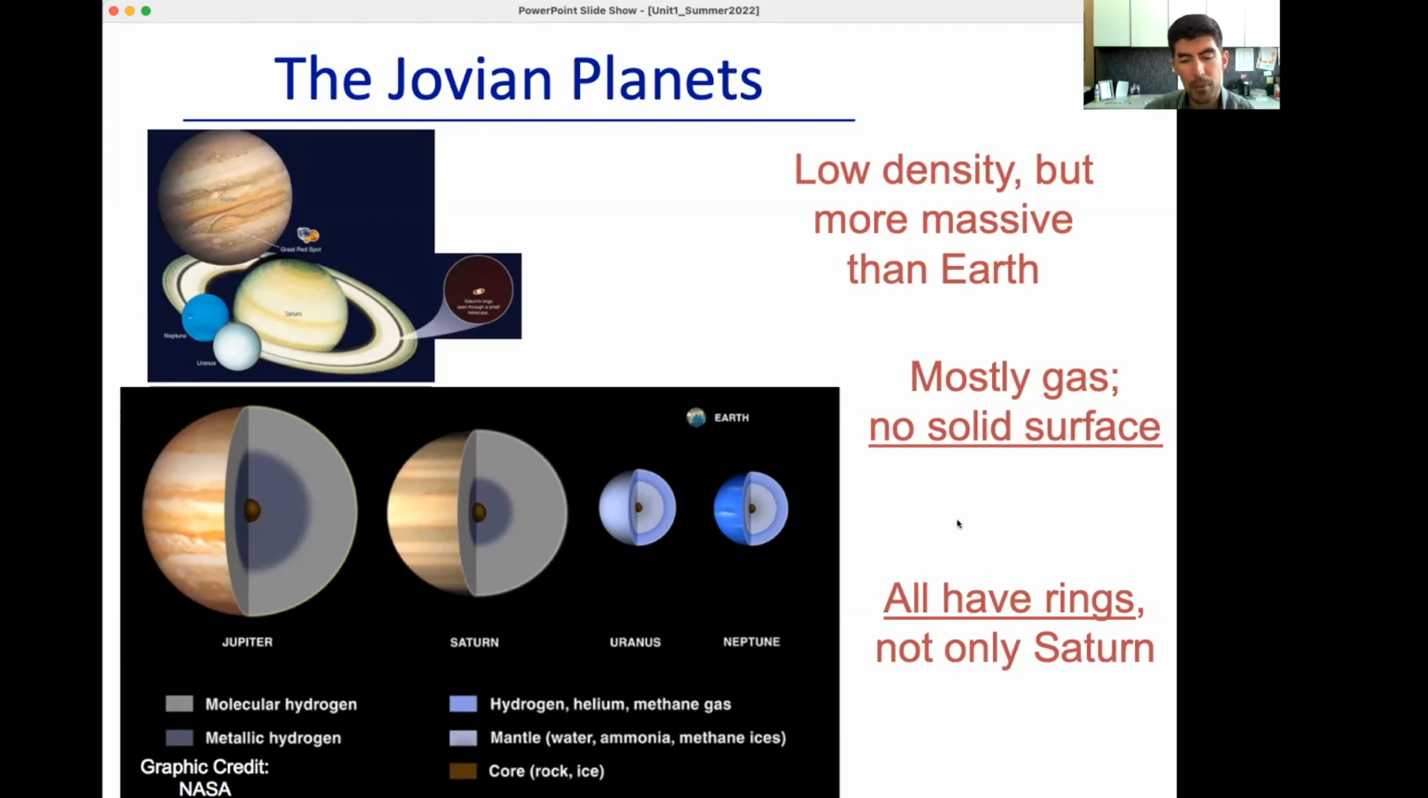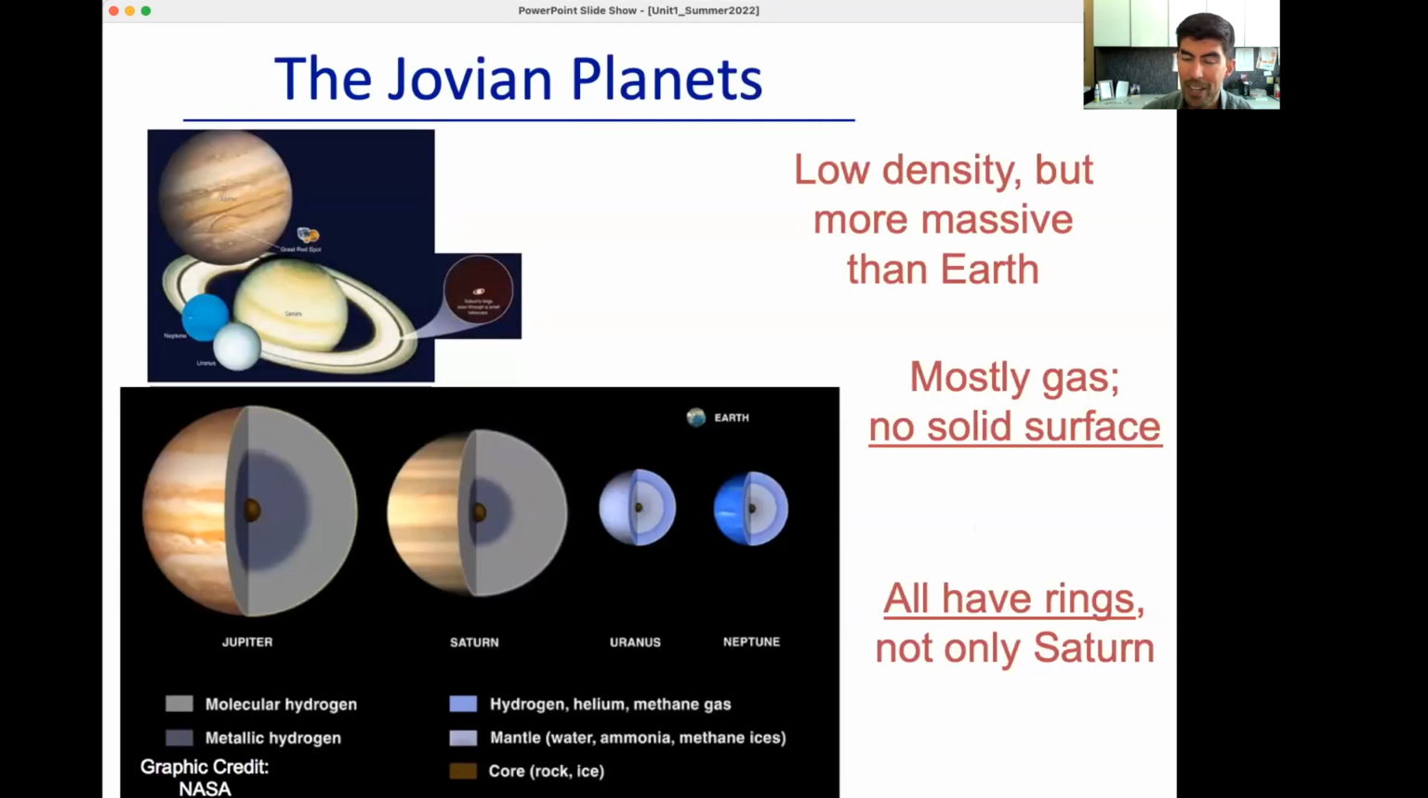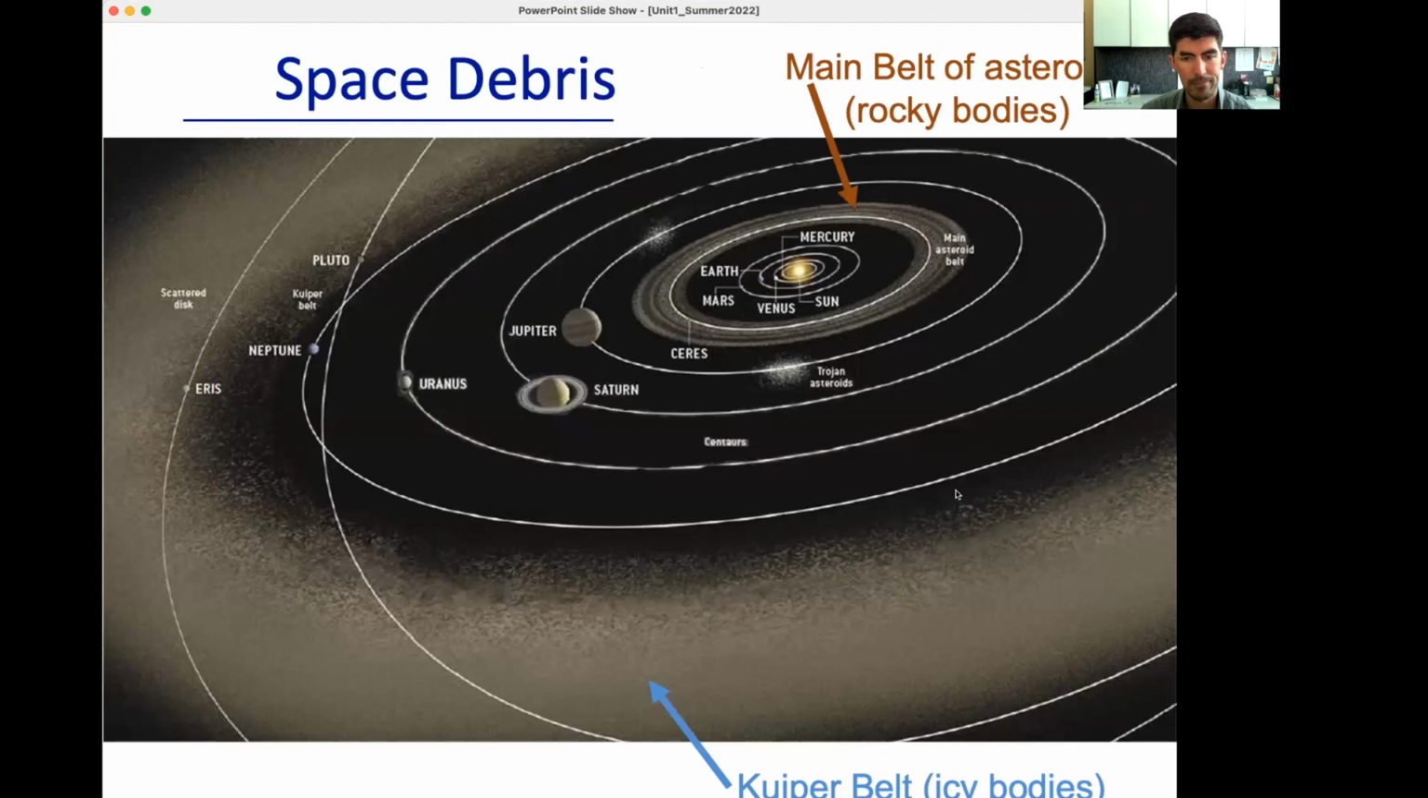All of these planets have ring systems, not just Saturn. Actually, all of the planets have been identified to have rings orbiting around them. And they also have many moons. All of these planets have numerous moons, dozens, or I think maybe Saturn and Jupiter are up to close to 100 different moons of various sizes in orbit around them.